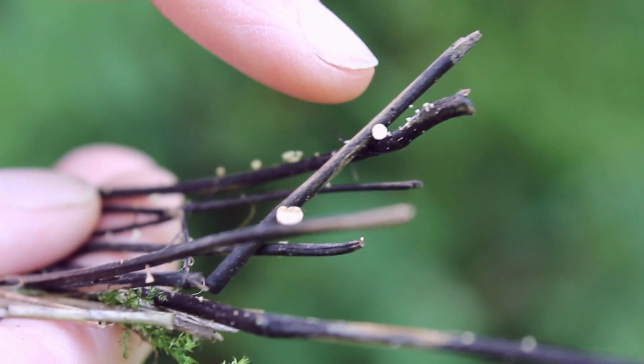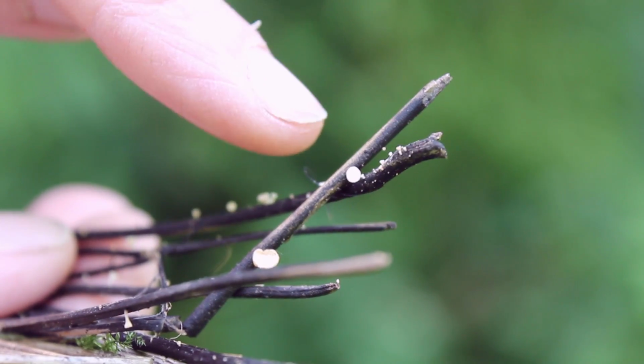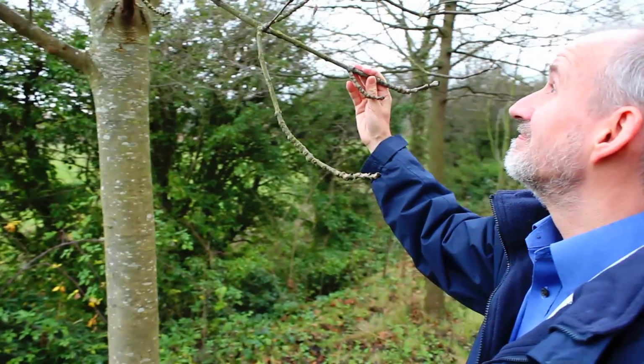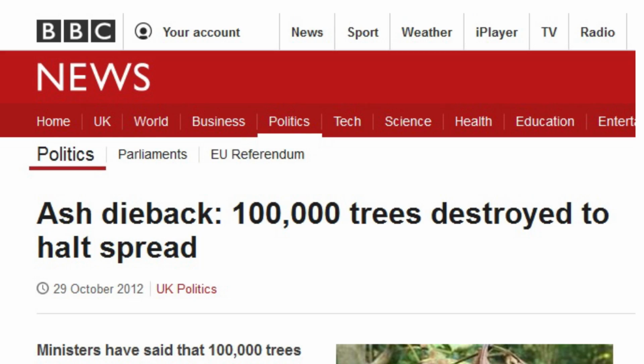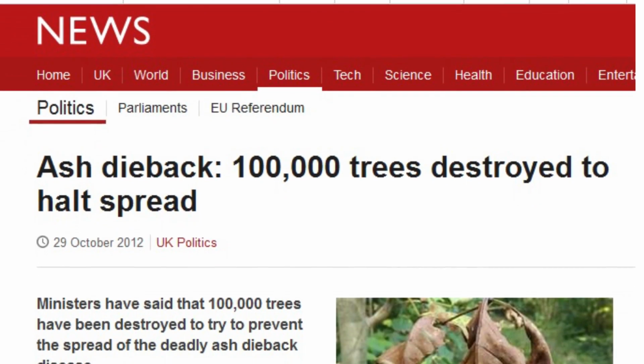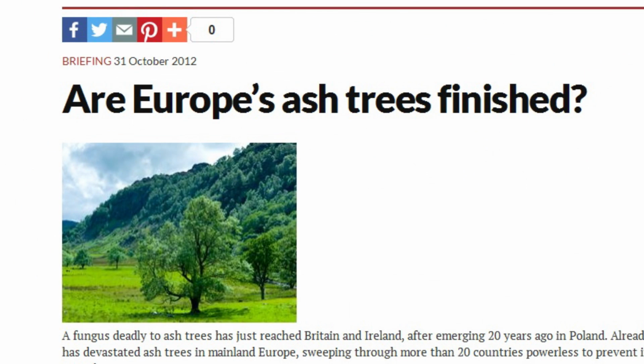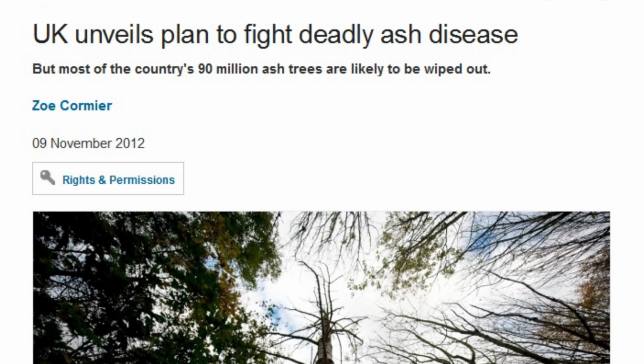Ash dieback disease is a fungal disease that has been infecting ash trees. It's been sweeping across Europe over the last several years. It was first identified in the UK about 3 years ago. In the east of England, you're already seeing a lot of infection and ash trees being killed by the disease, and this is spreading across the UK now.